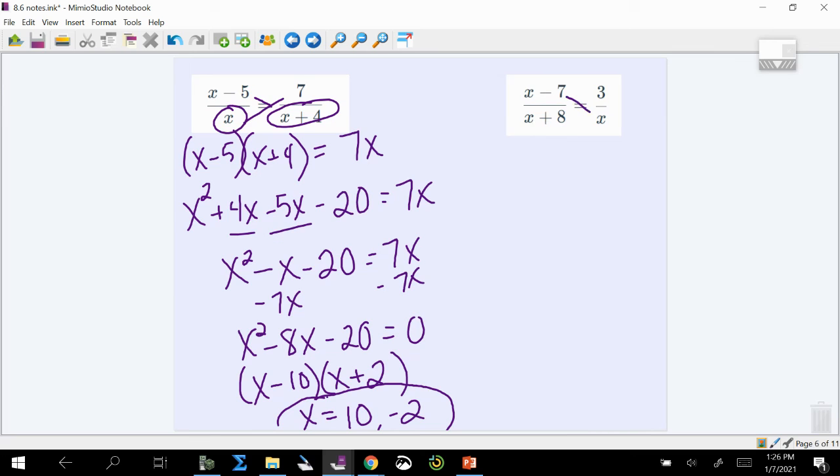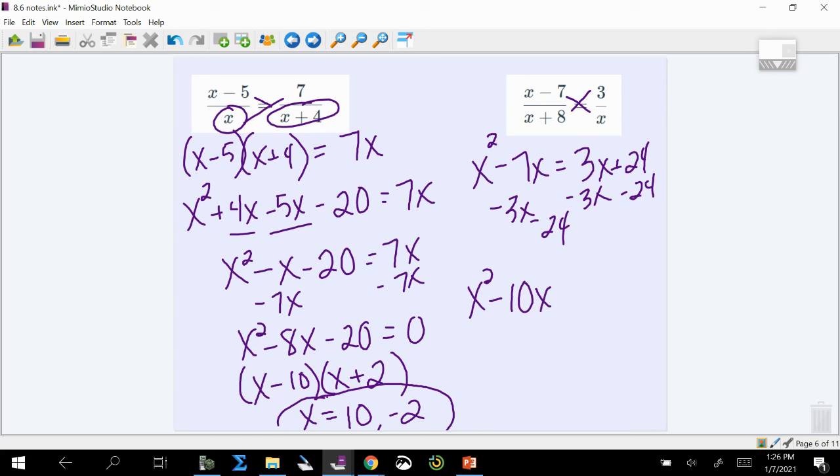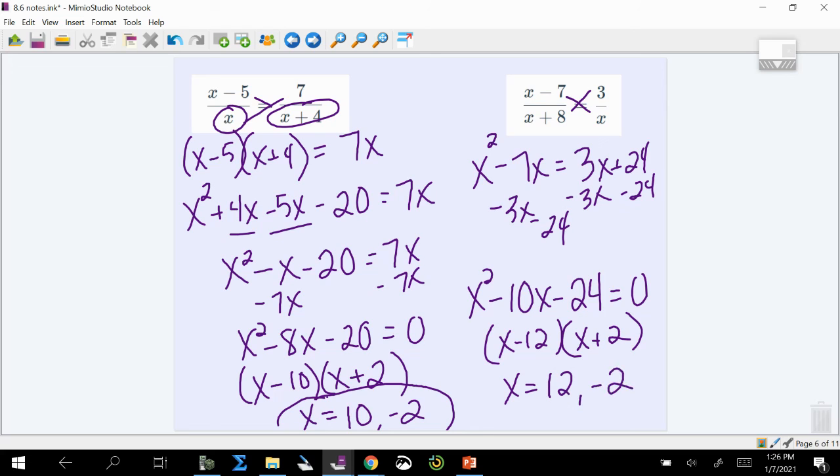Last one, a little easier, no FOILing, just distributing. So when I multiply the x through, I get x squared minus 7x. And when I multiply the 3 through, I get 3x plus 24. Bring everything over to one side. So I'm going to subtract 3x and subtract 24. So I get x squared minus 10x minus 24. So numbers that multiply to get negative 24 and add to get negative 10 would be negative 12 and positive 2. So my two solutions are positive 12 and negative 2.